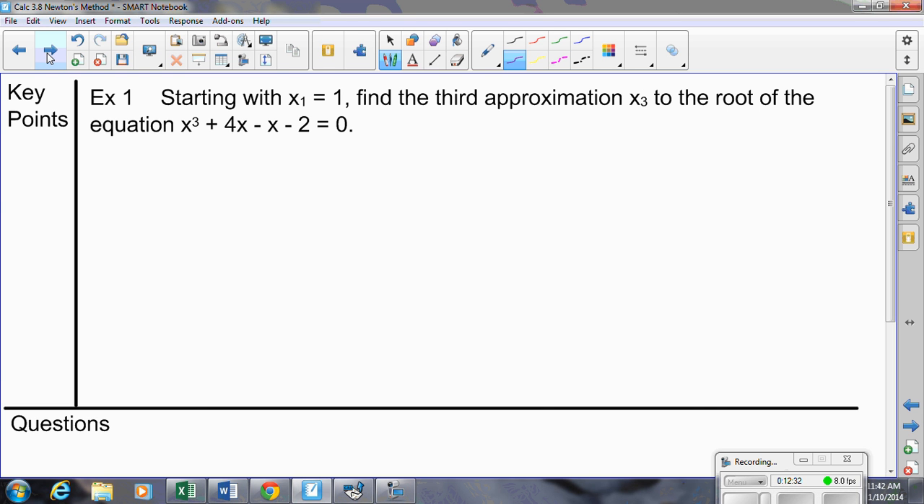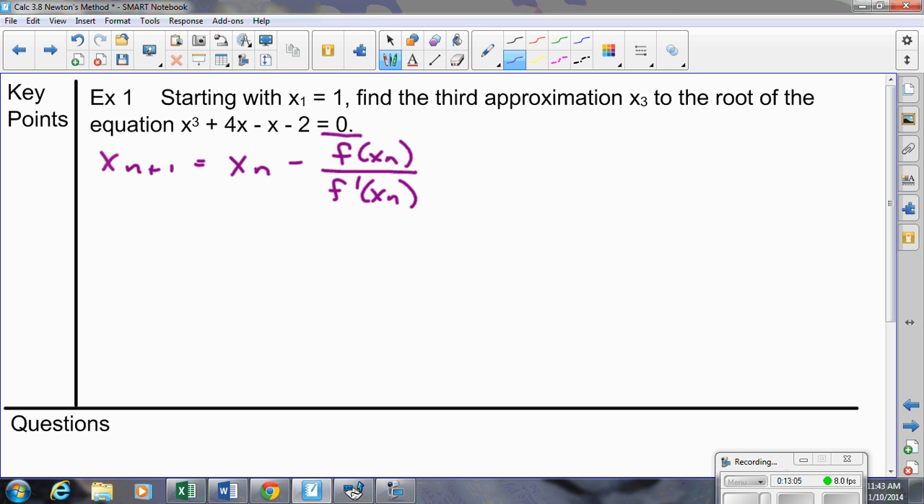I want to heavily note that equals 0 means we're searching for a root. Therefore, all the algebra and graph stuff that we were just doing apply. If it's not equal to 0, then we have to do some adjustments to make it equal 0. We'll remember our formula: x_{n+1} equals x_n minus f of x_n over f prime of x_n.